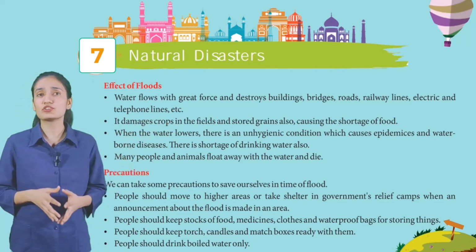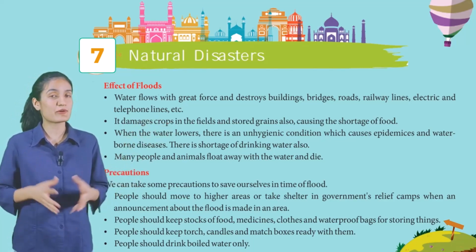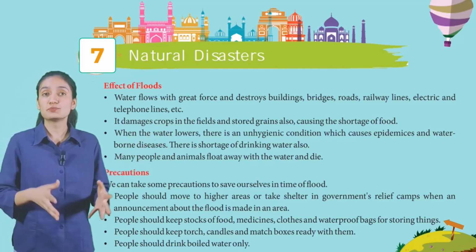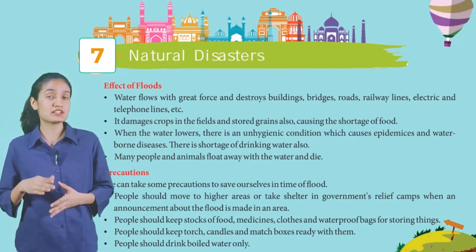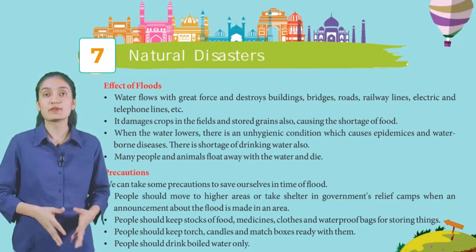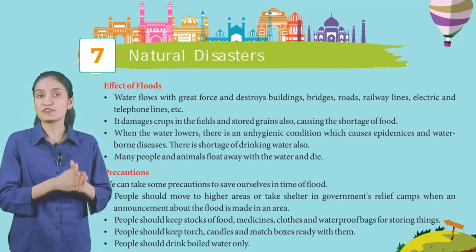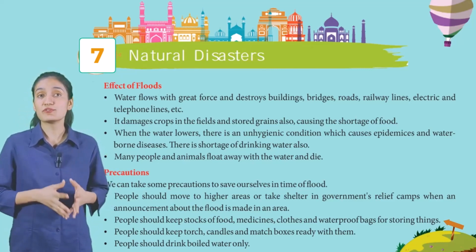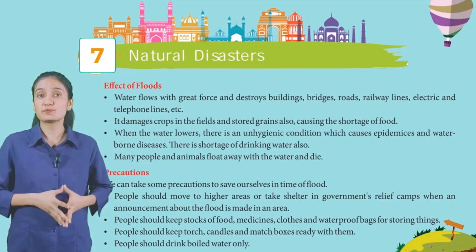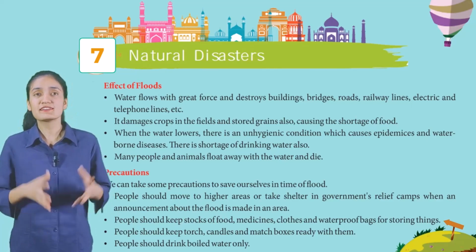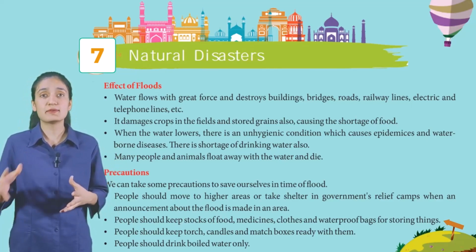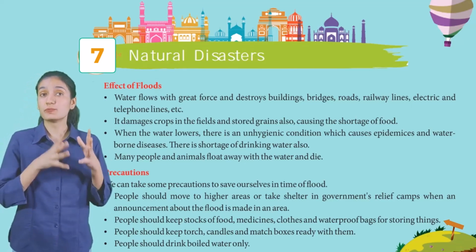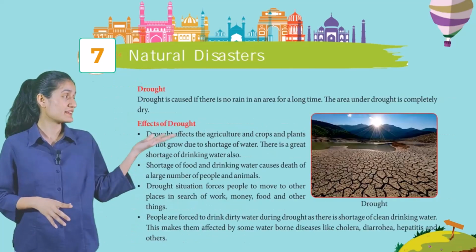We can take some precautions to save ourselves in time of flood. And those are, first is, people should move to higher areas or take shelter in a government relief camp when an announcement about the flood is made in an area. People should keep stocks of food, medicine, clothes and waterproof bags for storing things. People should keep a torch, candle and matchbox ready with them. People should drink boiled water only.